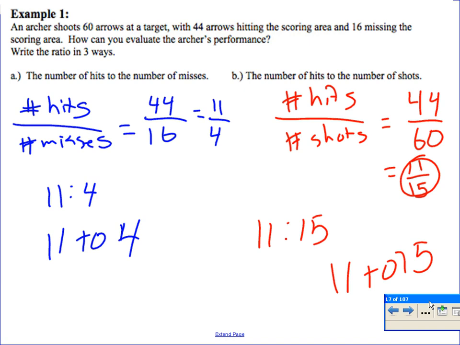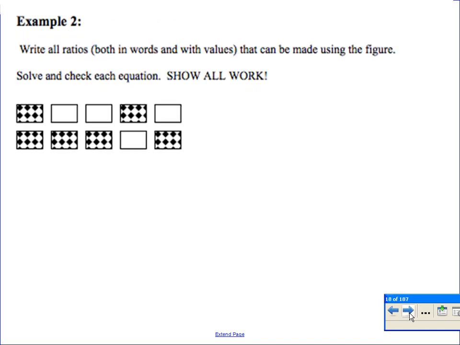Whatever comes first goes first. That's interesting. They didn't tell you guys that. It'll always tell you. Okay, except for in a problem like this. So let's look at this one.